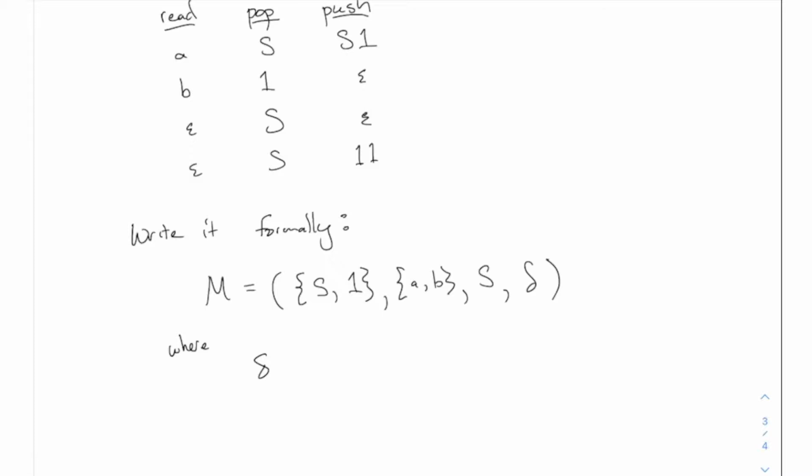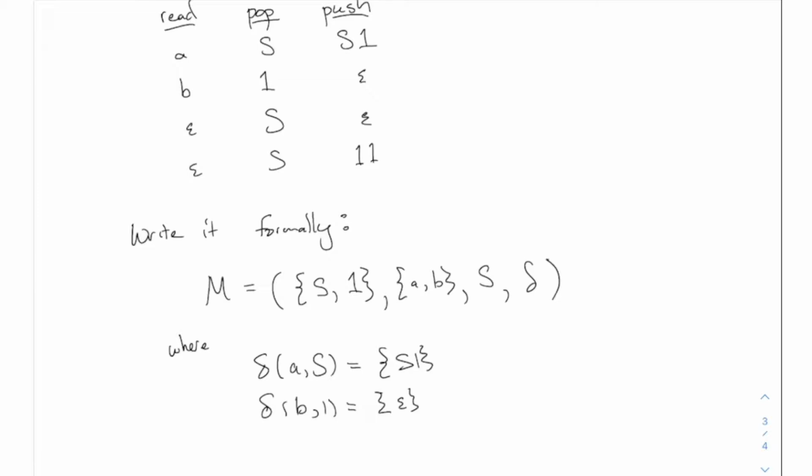Delta of A comma S equals the set of S1. Great. That's the first line. Delta of AS is the set of S1. The second line, similar. Delta of B1 equals the set of empty string. That means when you read B, you can pop 1 and push the empty string.